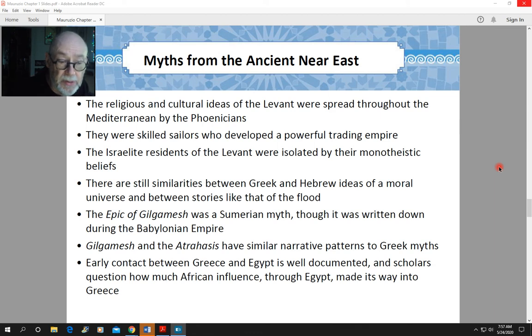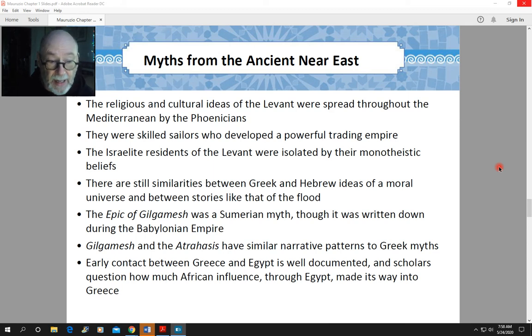The Epic of Gilgamesh is chapters 10 and 12, but it was written down during the Babylonian period in a language called Akkadian. So the Akkadians took over ancient Sumer, and they kept the stories, but of course put them in their own language. So with the Epic of Gilgamesh, we have an Akkadian version of the Sumerian myth. The Epic of Gilgamesh and the Epic of Atrahasis, which is a Babylonian story, have similar narrative patterns to Greek myths. Gilgamesh, in some ways, is a lot like Achilles, the Greek hero.